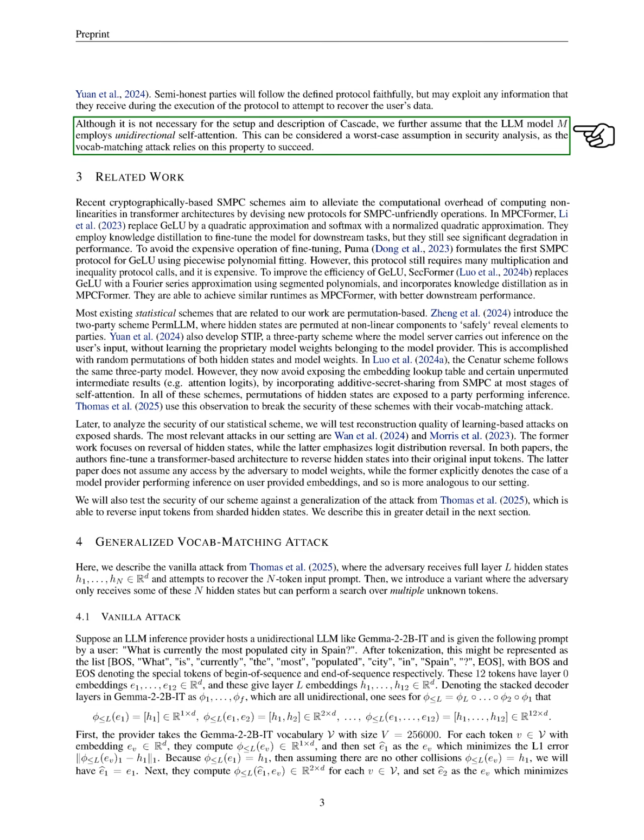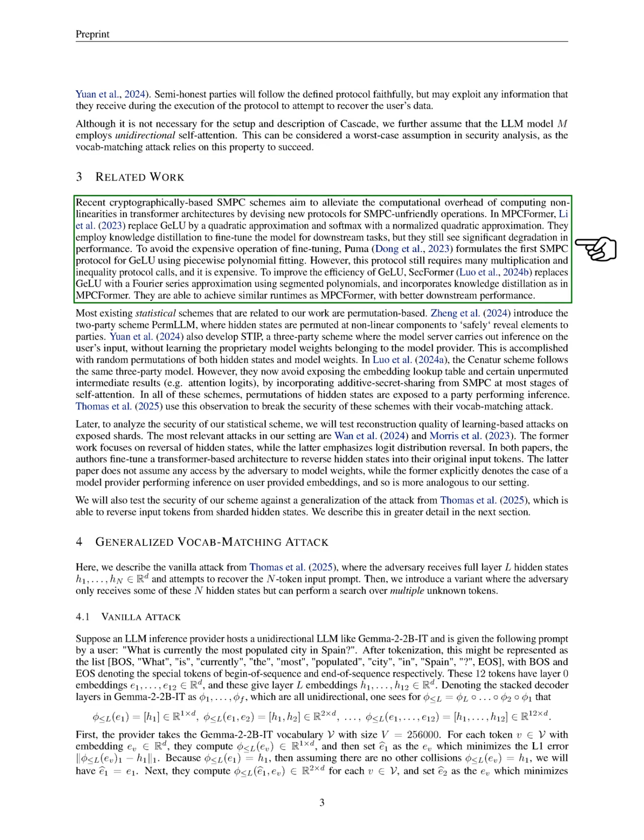Section: Related work. In this section, we discuss recent cryptographic schemes for secure multi-party computation, SMPC, that aim to reduce the computational burden of handling nonlinear functions in transformer models. For instance, MPC Former substitutes the GELU activation function with a simpler quadratic approximation and replaces softmax with a normalized quadratic approximation. Although it uses knowledge distillation to enhance the model for specific tasks, we still observe a notable drop in performance.